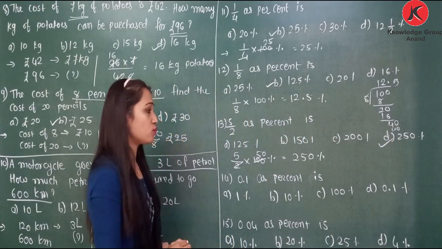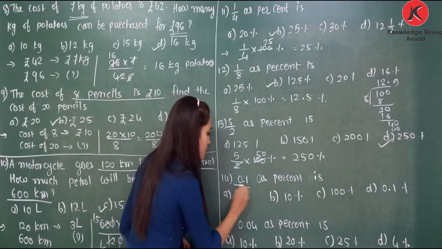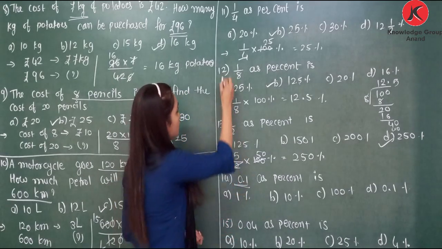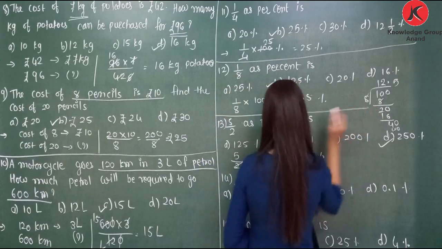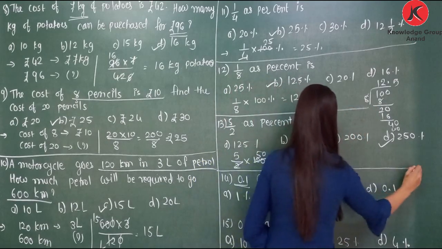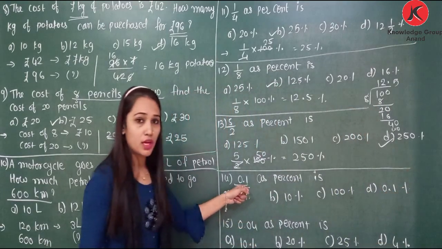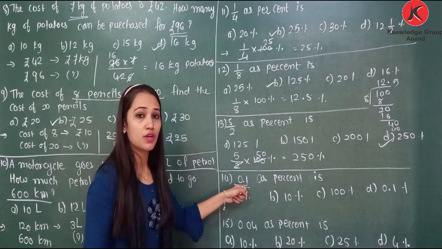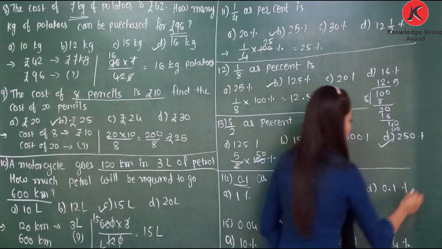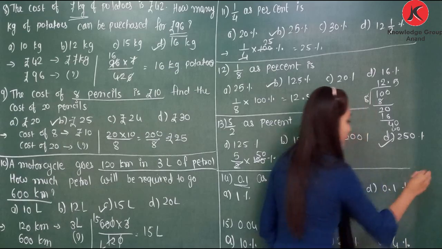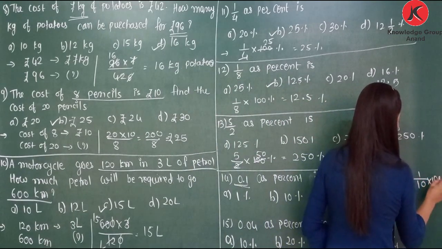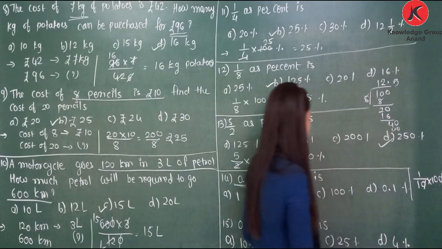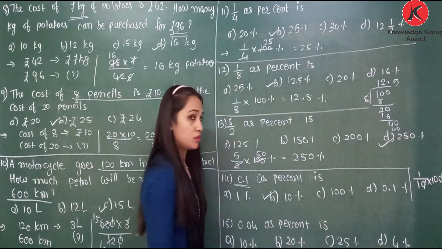0.1 as a percentage. Now decimal is given and you have to convert it into percentage. So how can we convert decimal into percentage? First convert it into fraction. So 0.1 means 1 by 10 multiply by 100, cancel, so it is 10%. So that is option B.